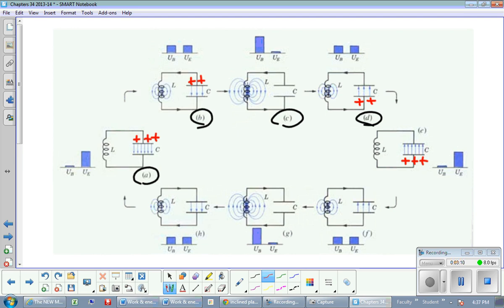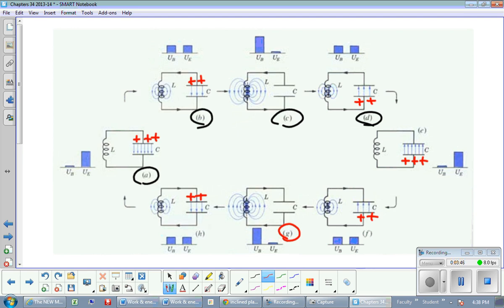And so it starts to shed its current clockwise to try to get rid of some of the positive charges that now collected on the bottom plate. And eventually it will be discharged. That's here in figure G. But because of the electrical inertia of the inductor, it has to continue to move that charge, and so we're going to recollect some positive charges here on the top plate, and then we're exactly back to where we started again here in figure A.